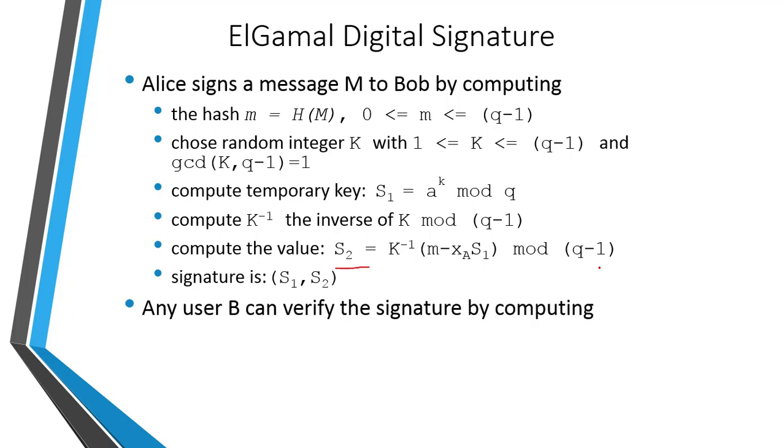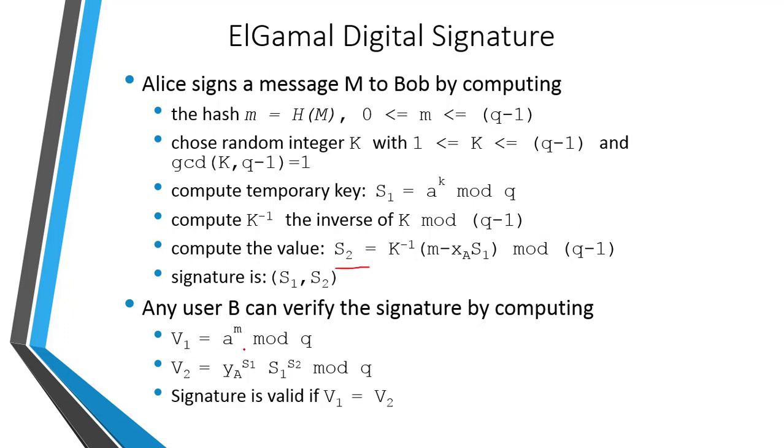Next, user B, that is Bob, can verify the signature by computing V1 equal to A raised to m mod Q and V2 equal to YA raised to S1 times S1 raised to S2 mod Q. Here S1 and S2 are the output of the signature function. On the receiver side, the receiver will verify that V1 is equal to V2, and then we can say that the signature is valid. In this way the signature is verified and the message is authenticated by the receiver.